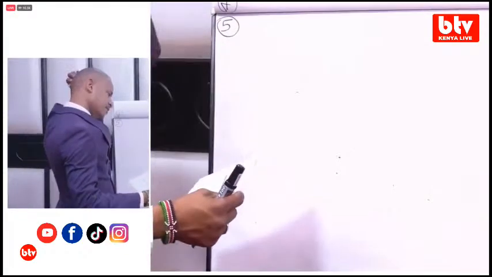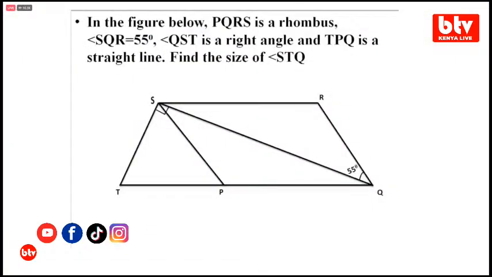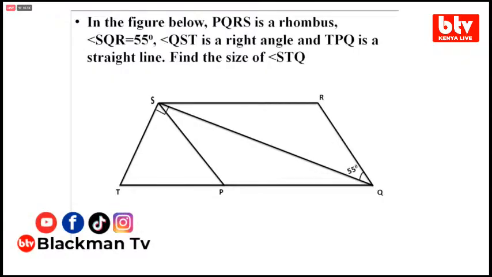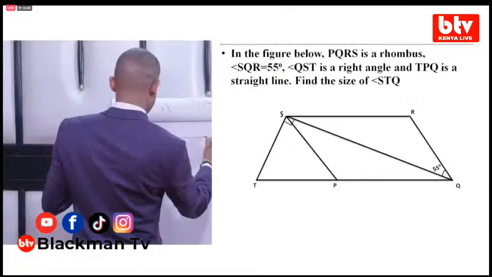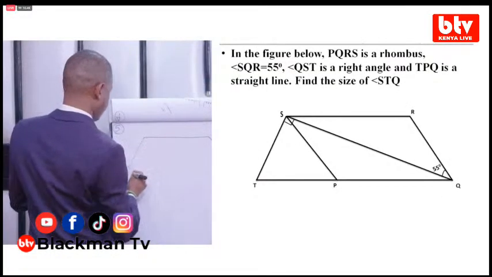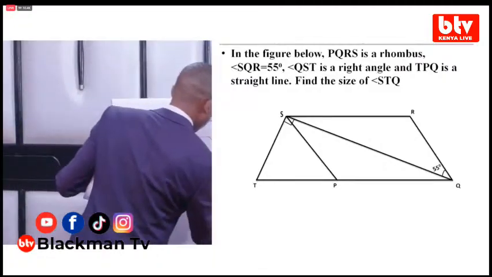Question 5. In the figure below, now these are different ways by which angles can be set. And I can assure you, class, these questions on angles are going to come. In the figure below, we draw the figure. PQRS is a rhombus. Don't mind my drawing. If it is not so beautiful, we will improve.